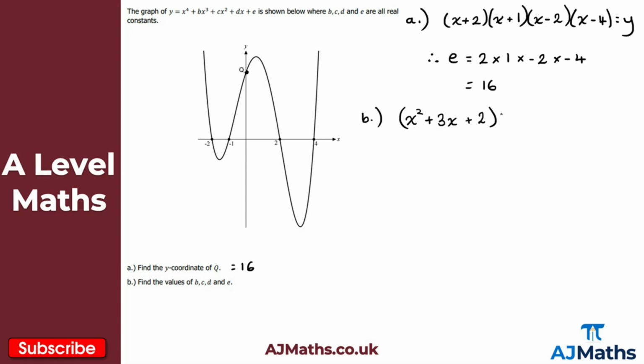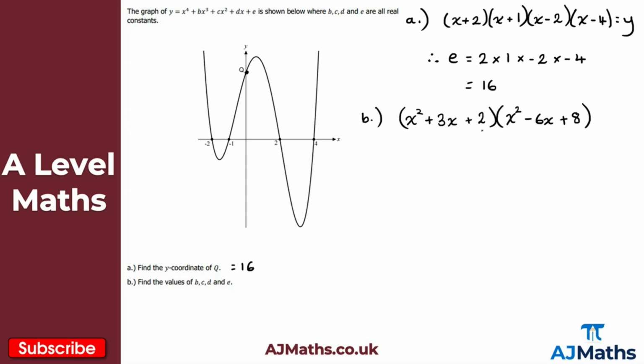Doing the same now for these 2 brackets here. We get an x squared again. I then get x times -4, so that's -4x, and then -2 times x, which is -2x. So -4x minus 2x is -6x. And then we've got -2 times -4, which is positive 8. Okay, so we get these 2 quadratics here.